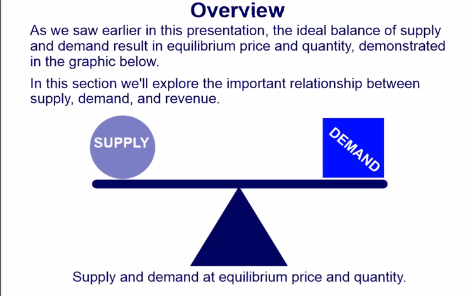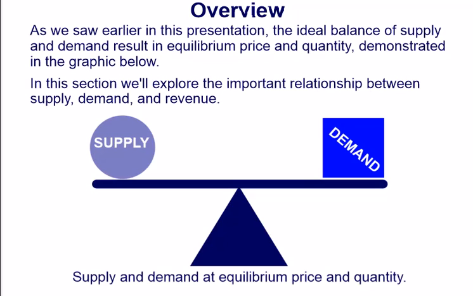Supply and demand in agriculture. As we saw earlier in this presentation, the ideal balance of supply and demand result in equilibrium price and quantity, demonstrated in the graphic below. In this section, we'll explore the important relationship between supply, demand, and revenue.